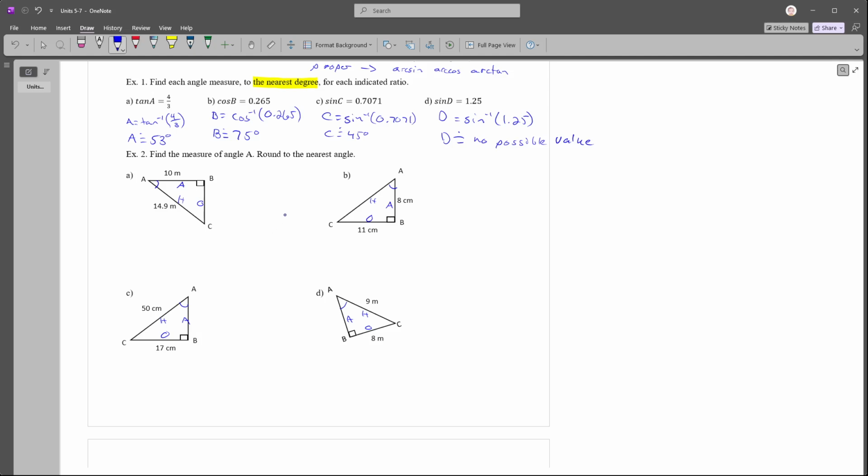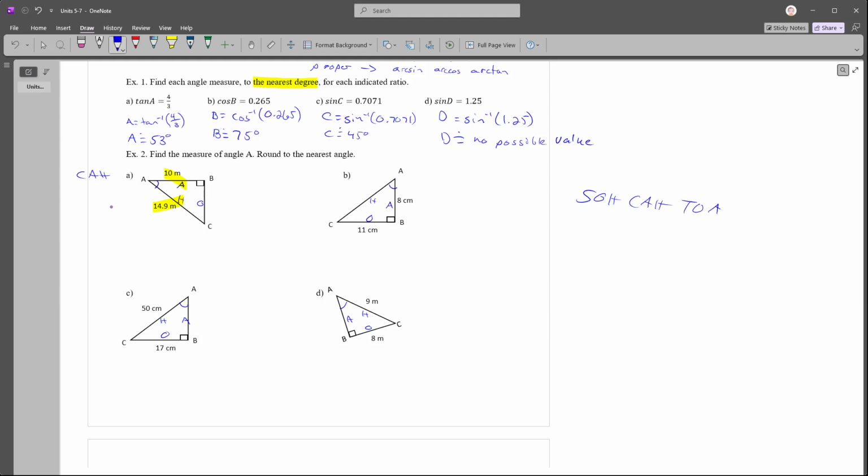Now it's just a matter of deciding which operation we're going to be using. Remember, we're trying to find the angle, so I need data for two sides to make this work. In this one, we have 10, which is A, and we have 14.9, which is H. AH, that tells me that it is CAH. Remember, SOH CAH TOA. So this one is going to be CAH.